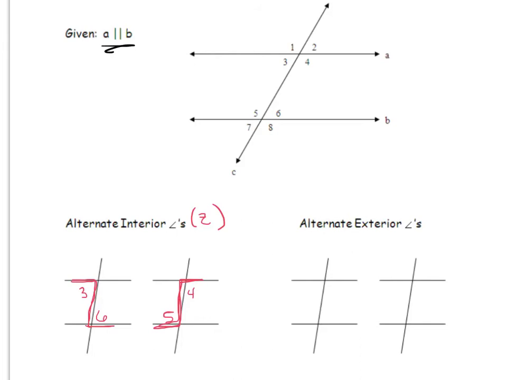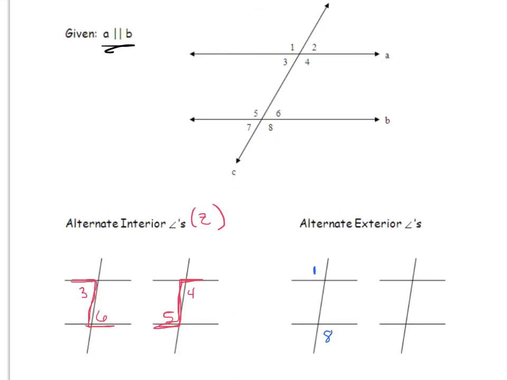Alternate exterior. Again, there's that word alternate, meaning on either side of this transversal. However, now we're talking about exterior angles. Exterior angles are the angles on the outside. So we're talking about the angles 1, 2, 7, and 8. If I'm looking for alternate exterior angles, one of those would be 1 and 8. Both of these are exterior angles. One's on one side of the transversal, one's on the other. So I've got angle 1 and angle 8.